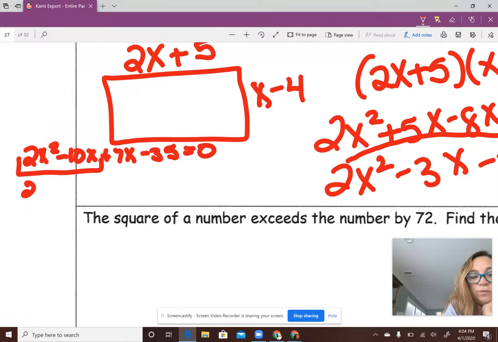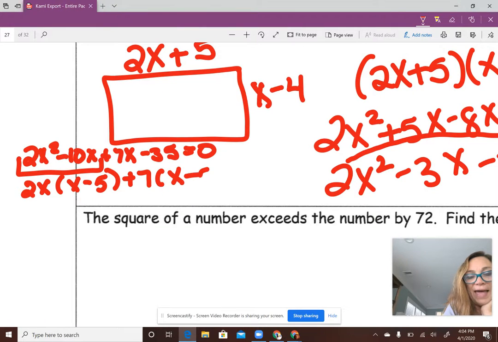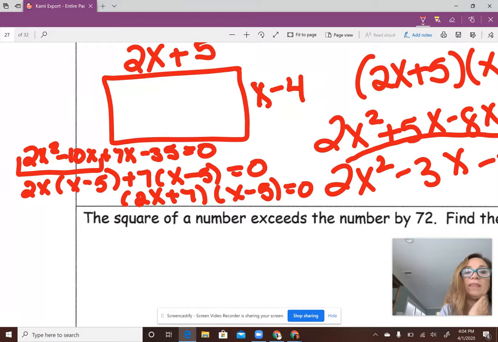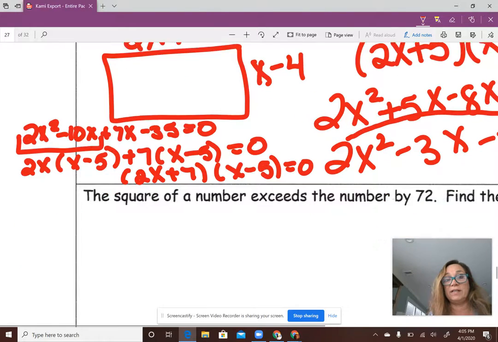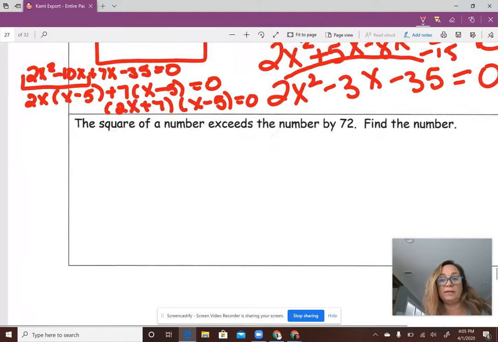I can pull a 2x out of the front. I can pull a 7 out of the back. So that gives me the factors of 2x plus 7 and x minus 5 equals 0. I'm running out of room, but if I solve the 2x plus 7, I'm going to get a negative number. If I solve the x minus 5, I'm going to get 5. So the number is 5. Let me check that. 2 times 5 is 10. 10 plus 5, 15. 5 minus 4 is 1. 15 times 1 is 15. That works. Okay.